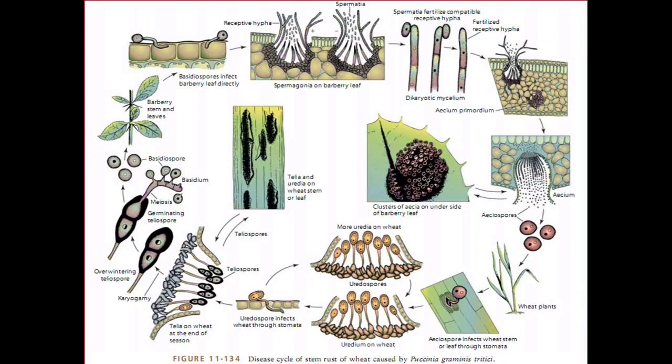In the life cycle of wheat rust, it produces a total of 5 different stages. That's why we have seen in the earlier lecture that it is called a polymorphic fungus. That means it produces different types of spores or different types of forms. So that's why it is called a polymorphic fungus.